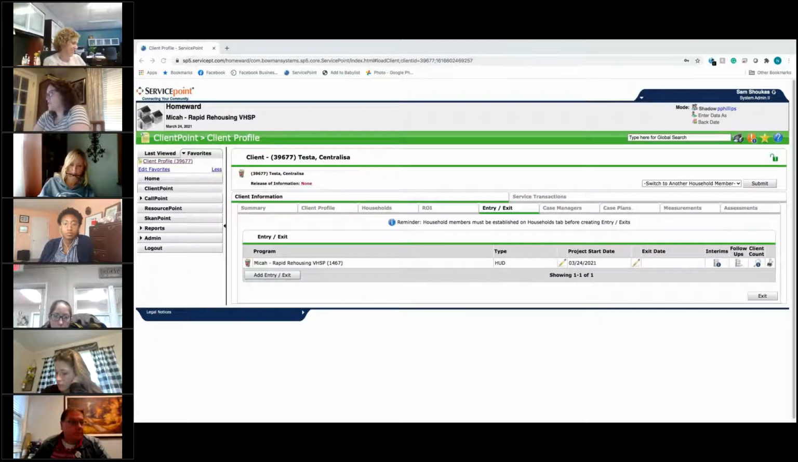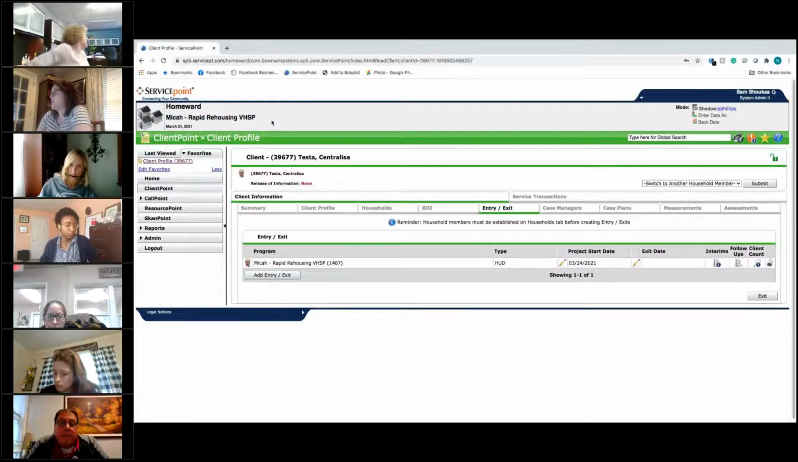To Amy's question about entering data and backdating. You want to make sure that every single time that you enter any piece of data that you are entering it in the correct project and on the correct date. So if you are entering project data that's other than your default, and you'll know what your default is because right here at the top you will see one. I am shadowing Peg right now, that's why it looks the way it does. So Peg's default is rapid rehousing for VHSP.